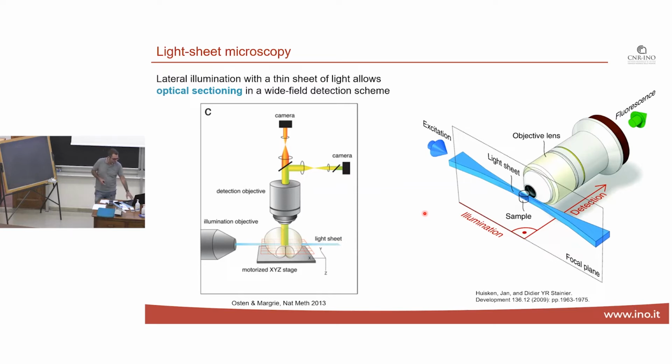How? For example, the simplest way of creating a sheet of light is to use a cylindrical lens. A cylindrical lens, like in this case, focuses only in one direction, but not in the other one. So you have a sort of plane of light at the region of the sample, and then you collect fluorescence from the top or from the side. It depends on the geometry.